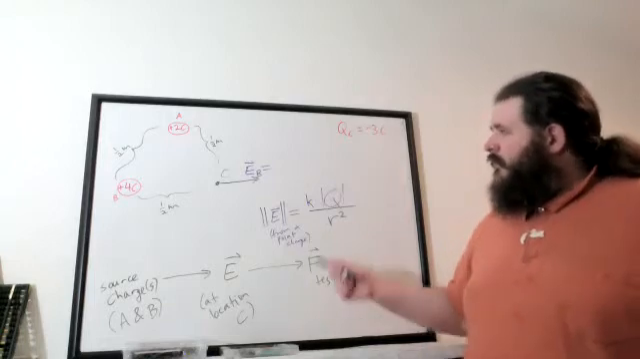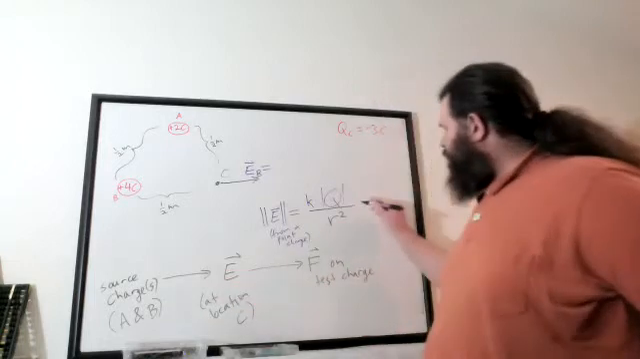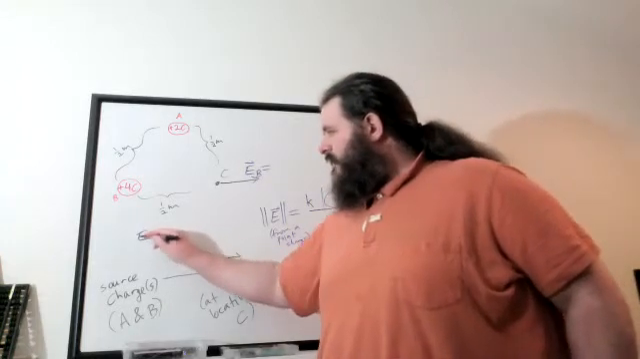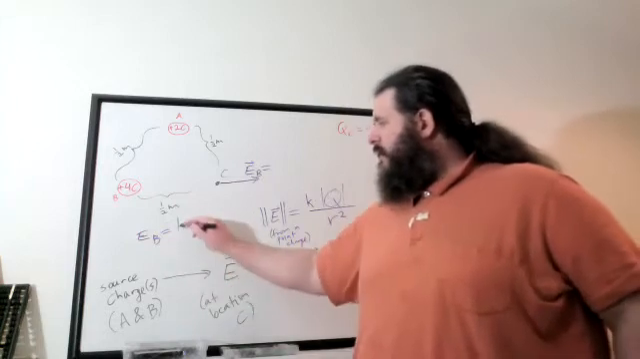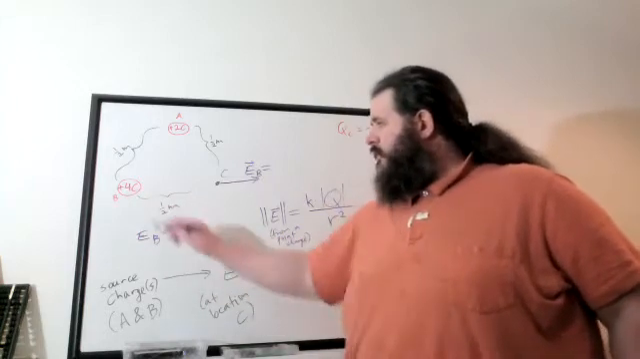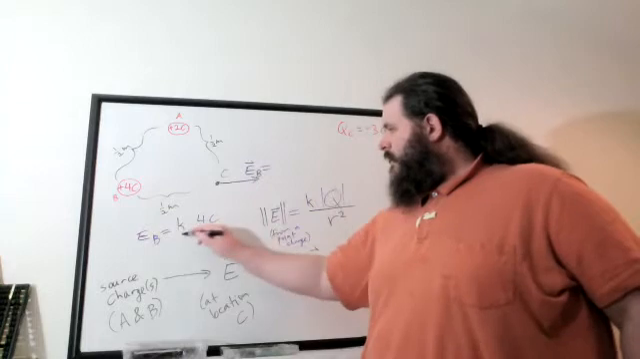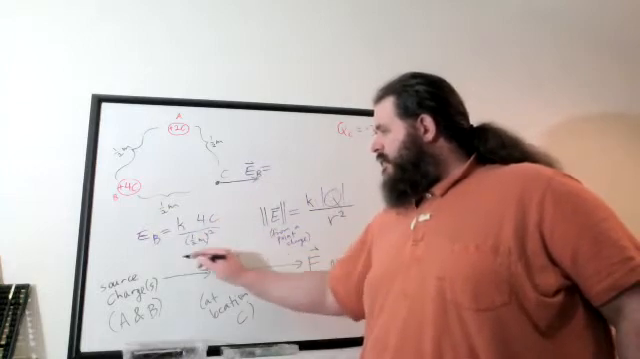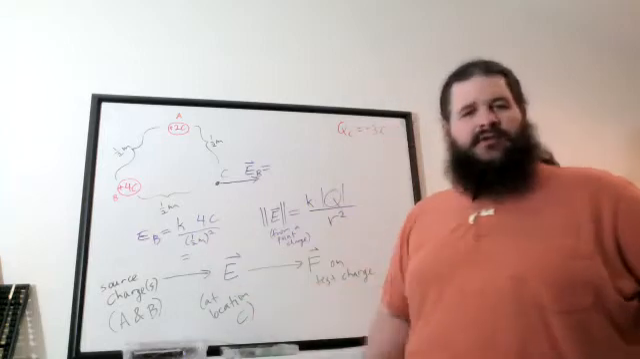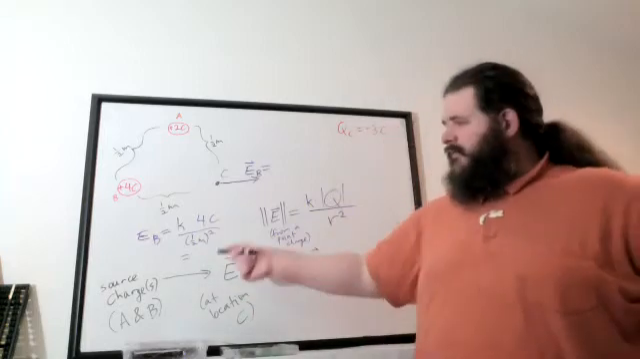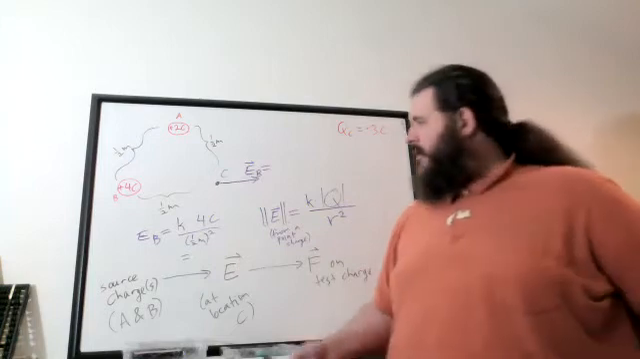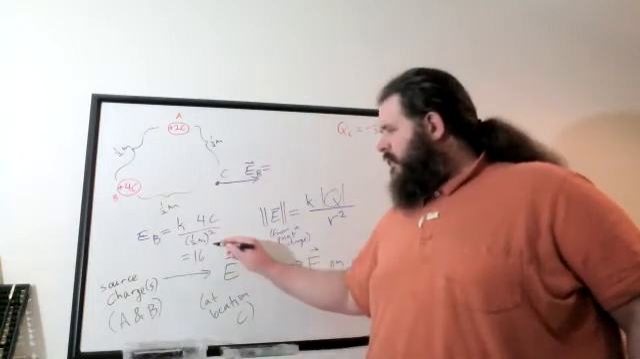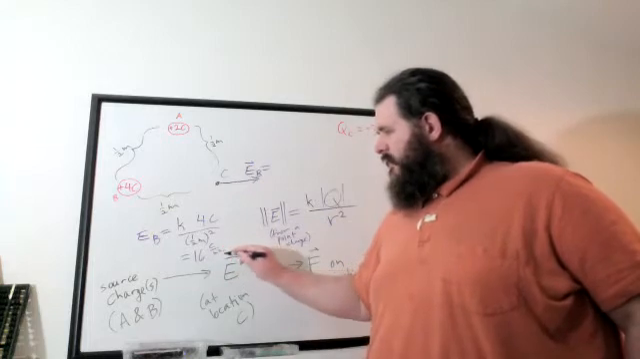So we can use that for this one. For B, ignoring direction, just looking at magnitude, we've got K times 4 coulombs divided by half a meter squared. Half a meter squared would be a fourth of a meter, and dividing by a fourth is the same as multiplying by 4. So 4 times 4 becomes 16 coulomb meters squared times K.